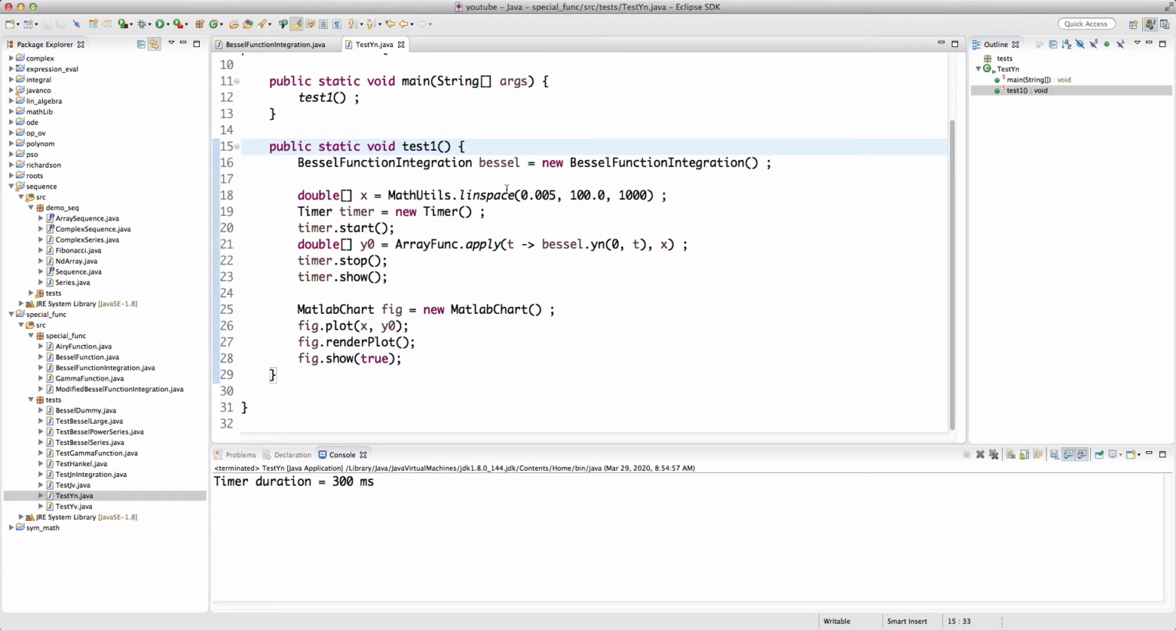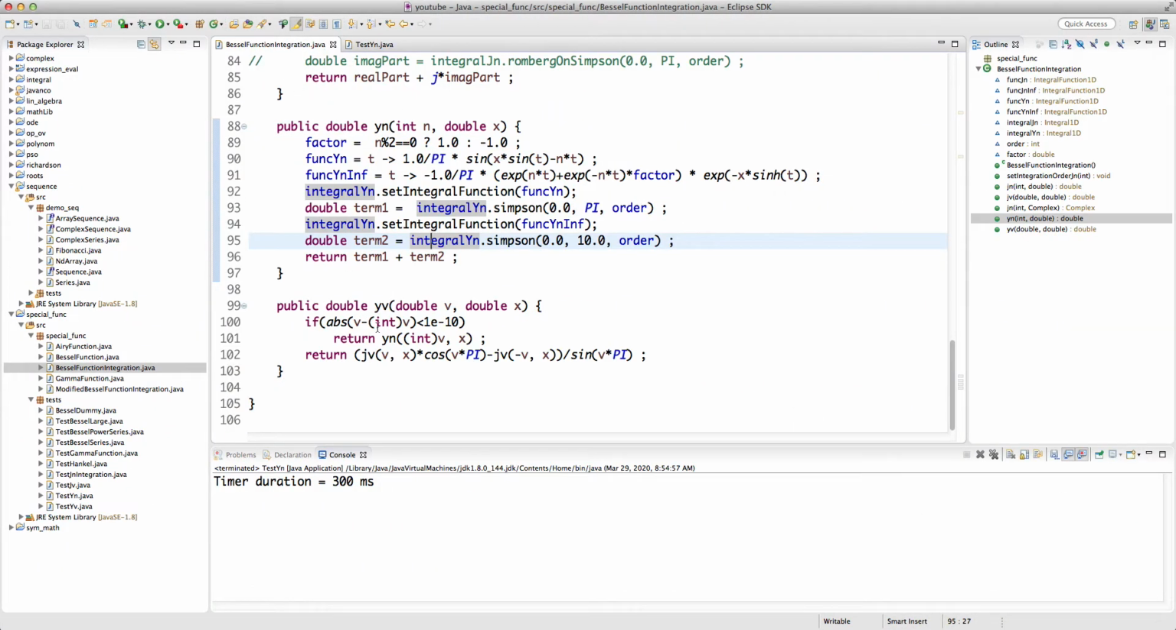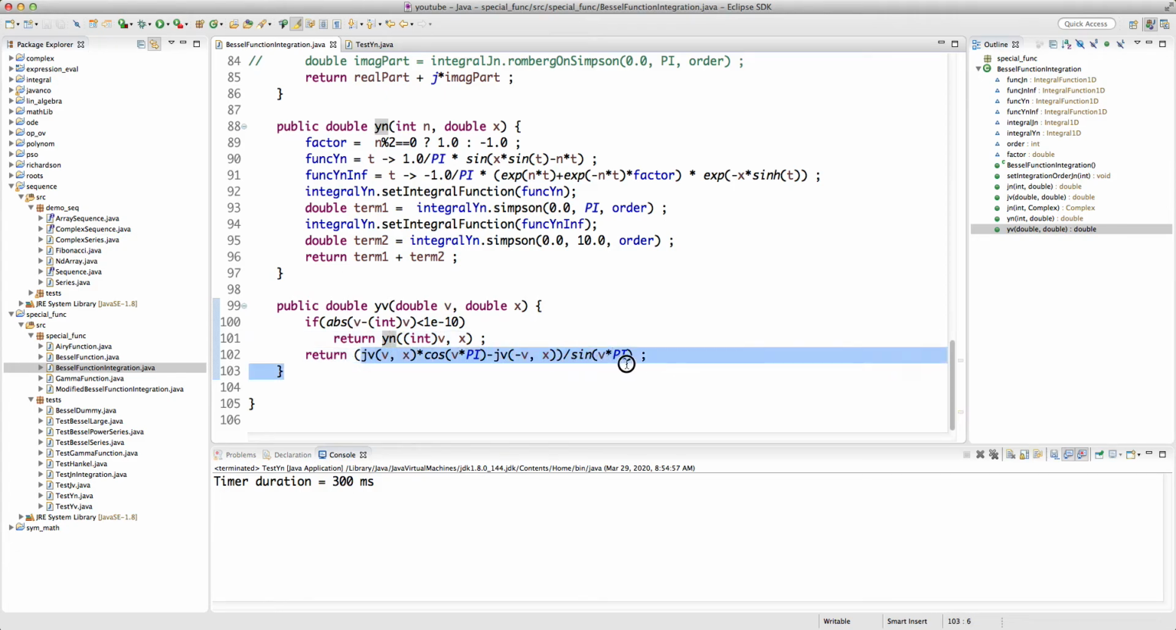So let's head to Eclipse. In the Bessel function integration, I have this y nu, which I look at the nu and determine whether or not it's an integer. The way I determine it, I just downcast nu to integer and calculate the absolute error between nu and integer nu. And if it's less than some error, let's say 1e negative 10, or whatever tolerance that you want to use, we invoke the integer function here. Otherwise, we use the j nu relation.